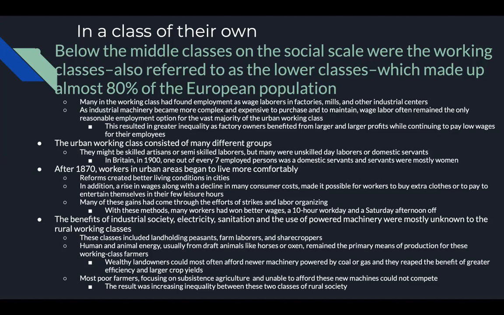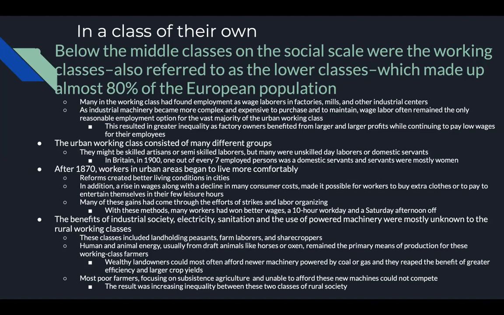After 1870, workers in urban areas began to live more comfortably. Reforms created better living conditions in cities. In addition, a rise in wages, along with the decline in many consumer costs, made it possible for workers to buy extra clothes or to pay to entertain themselves in their few leisure hours. Many of these gains had to come through efforts of strikes and labor organizing. With these methods, workers had won better wages, a 10-hour workday, and a Saturday afternoon off.